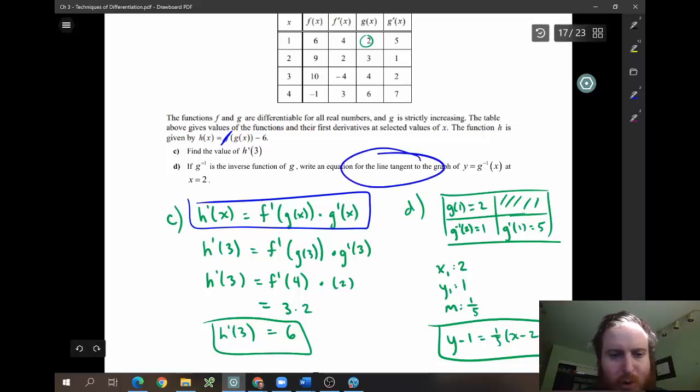If g is the inverse, then write an equation for the tangent line. So be careful that we're doing the full tangent line. So I'm going to do x1 is 2 because they gave me x equals 2. Then for the rest of it, I kind of did the table. So in the bottom left, I do g negative 1 of 2 equals 1.